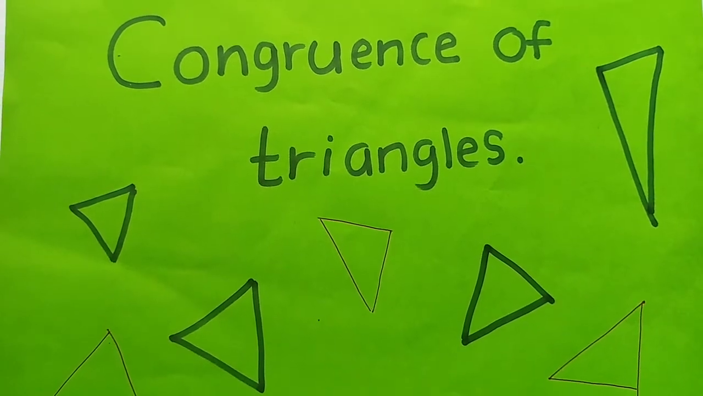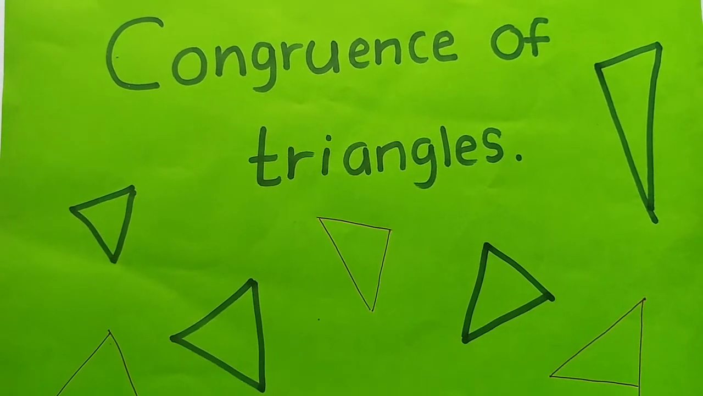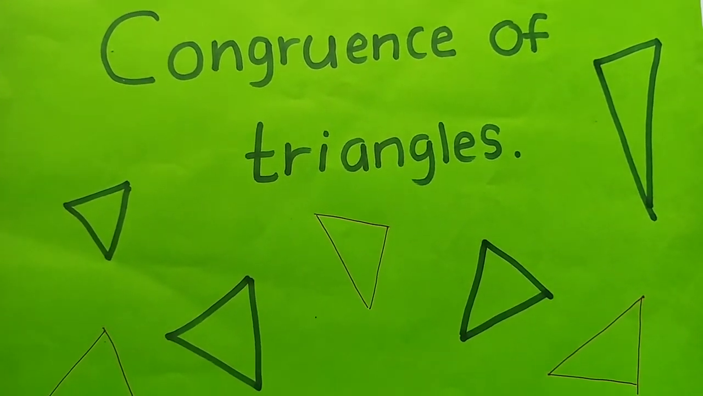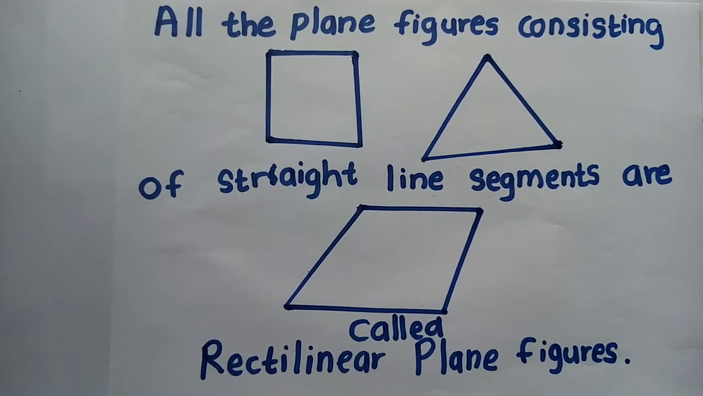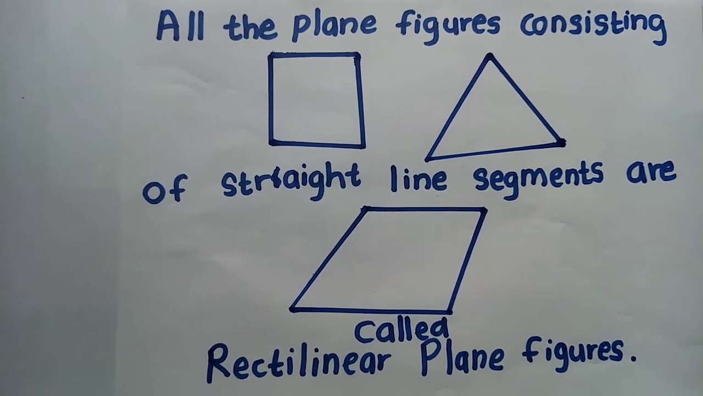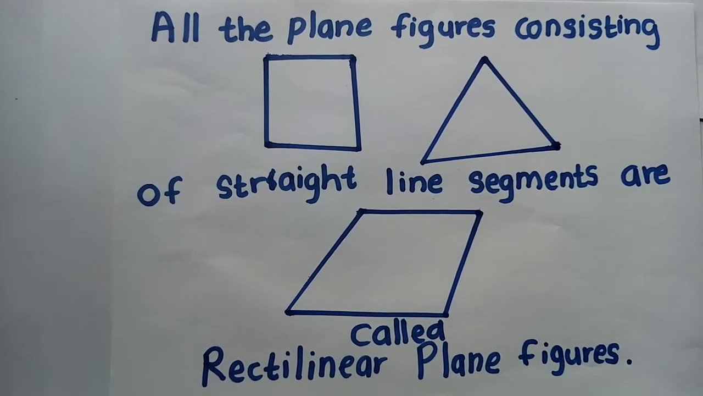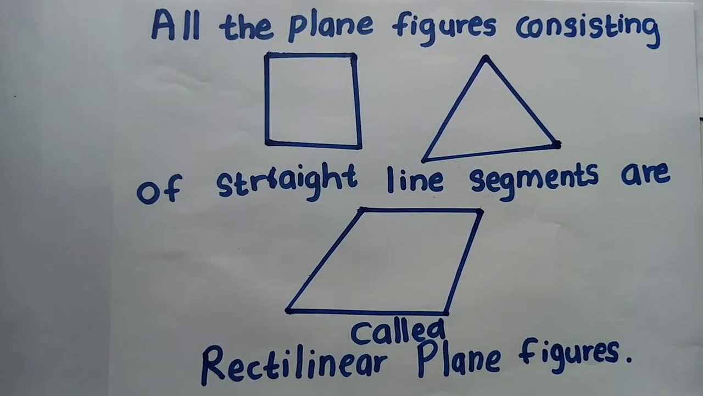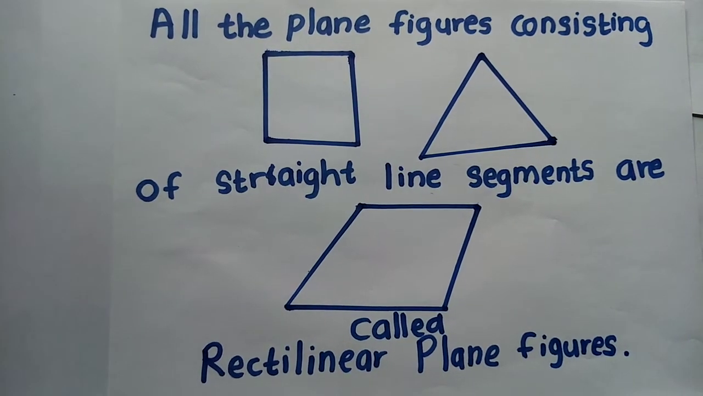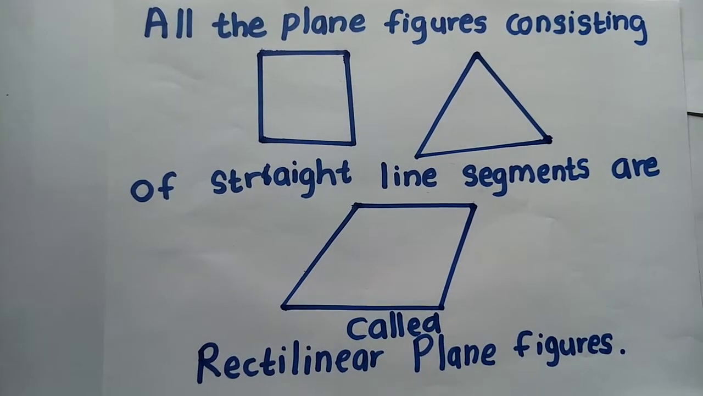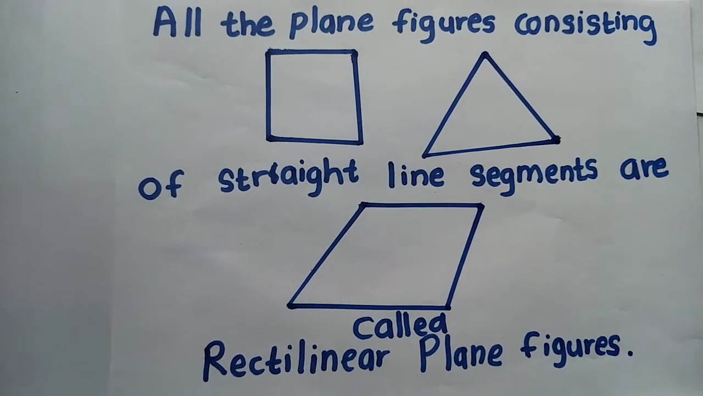Okay, first I'm gonna discuss congruence of triangles. It's very important and it's very easy if you get those things very clearly. Okay, before discussing that, we have to have an idea about rectilinear plane figures. So, I will give a simple definition for that. All the plane figures consisting of straight line segments are called rectilinear plane figures. Remember the special point, straight line segments.